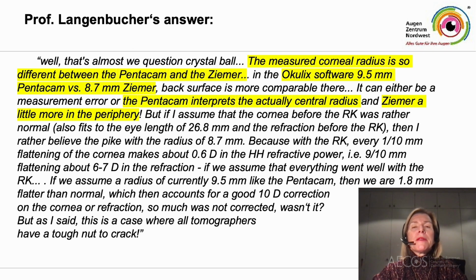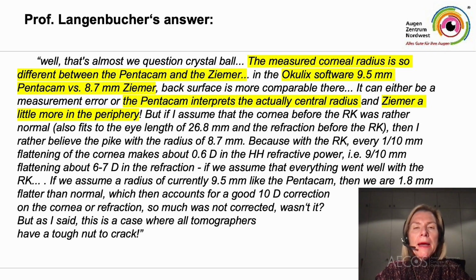He asked me, the measurement of the corneal radius is so different between the Pentacam and the CIMA. In the Oculix software, 9.5 mm Pentacam versus 8.7 mm in the CIMA. The Pentacam interprets the actual central radius and CIMA a little bit more in the periphery. But if I assume that the cornea before the RK was rather normal, which also fits to the eye length of 26.8 millimeters and the refraction before the RK, then I rather believe the CIMA with a radius of 8.7 millimeters.